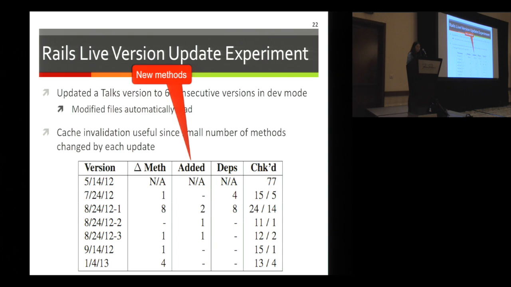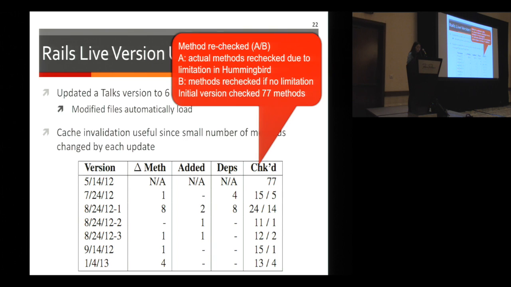And then we measured the number of methods, and we only have small numbers here. Numbers of dependent methods. There wasn't any dependent methods. This column shows the number of methods that we had to check, which included the methods that were modified and their dependents.